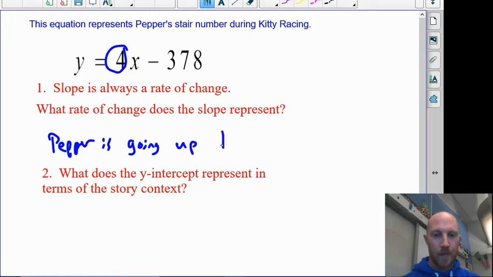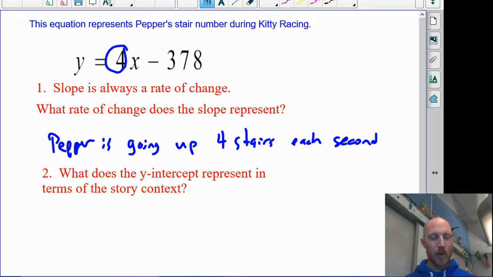This will be going up 4 stairs. And I'm going to make an assumption here. 4 stairs each second. I know all of the other kitty racing problems have been using stairs per second, so I'm going to assume that that is true here, even though it doesn't specify.